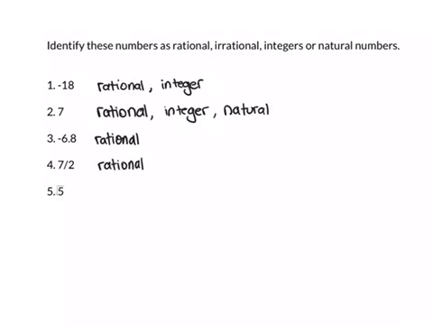What about square root of 5? Well, 5 isn't a perfect square number. That means we can't take the square root of it and get an integer, a whole number. So that means it must be irrational. So that's an important thing to remember. If you ever have a square root of a number that isn't a perfect square, you will always get an irrational number.